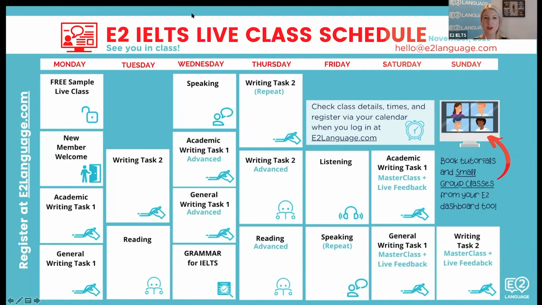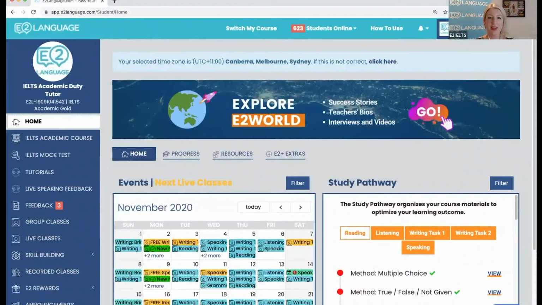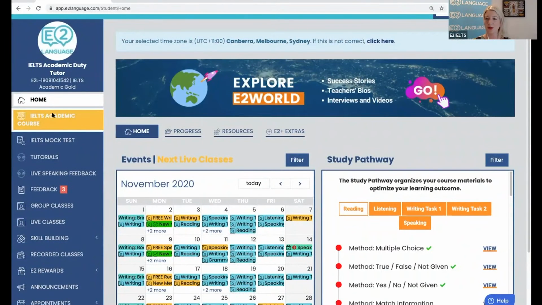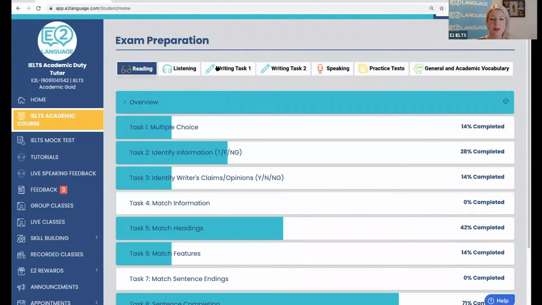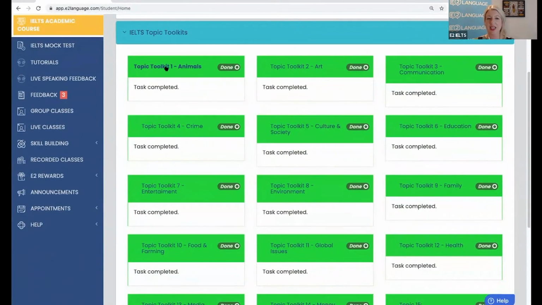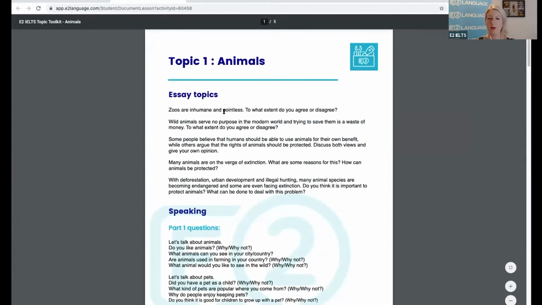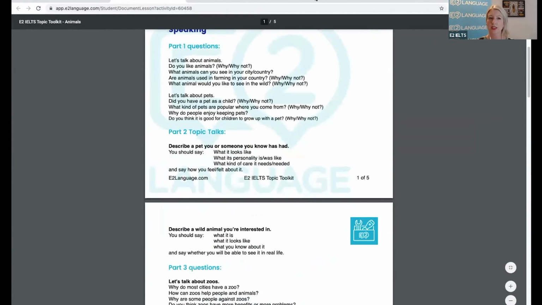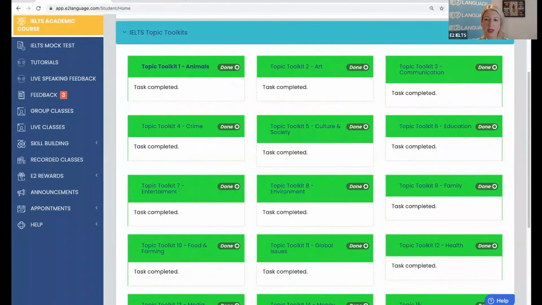All right, and I'm just going to show you quickly where to find that toolkit, those of you here with me on Zoom. And just a reminder, here's where you register for the new member welcome coming up soon. So toolkit, go to the course, go to the vocab section, go to topic toolkits and click here, topic toolkit number 1, that's it. Then you have your animals topic toolkit. I won't go through it, but there's heaps of stuff in there. And if you're a paid member, you have access to all 20 toolkits as well.